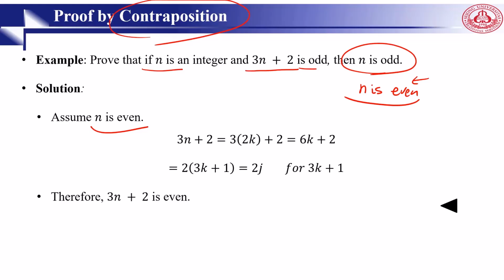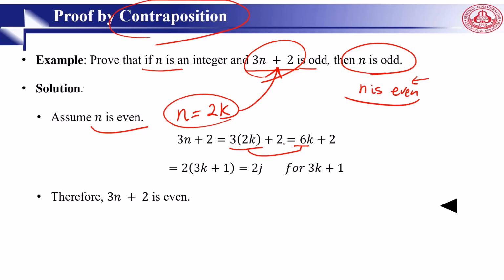So n is even. If n is even, then we have n equal to 2k, for k any integer. Then we put it in this one. 3n plus 2 is equal to, instead of n we put 2k, so 6k plus 2, right? And then if we take 2 out, we have 2 times 3k plus 1. From this one, if we take 2, 6k divided by 2 will be 3k, and 2 by 2 will be 1, right? And if we consider 3k plus 1 as j, then we have 2j.